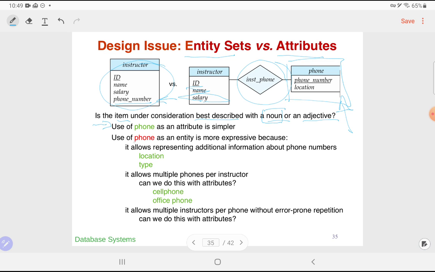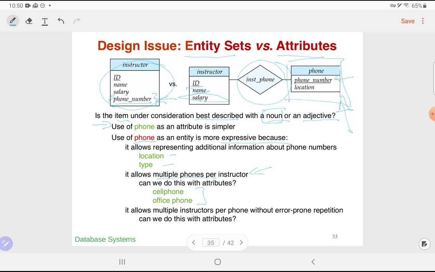The use of phone as an entity is going to be much more expressive, though. So a phone as an entity, we can talk about its location, we can talk about its type. It will, of course, have a number associated with it. This also allows us to have multiple phones per instructor very easily. Can we do that with attributes? Yes, we can. First of all, we could simply have a multi-valued attribute. But we could also do it with different phone types, cell phone, office phone, etc.